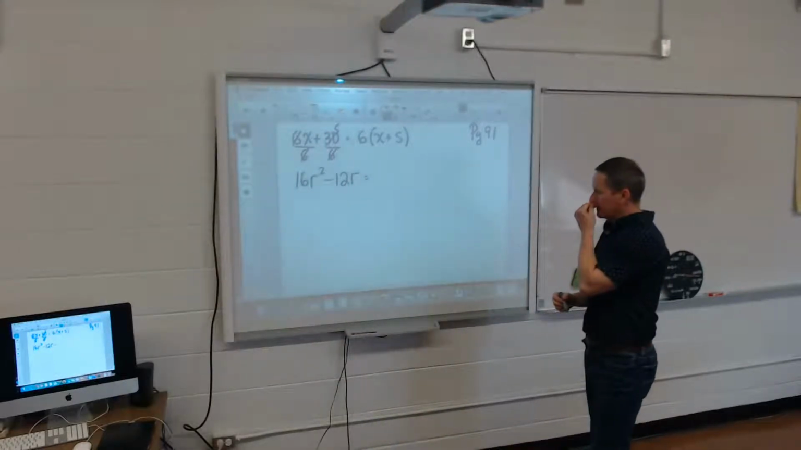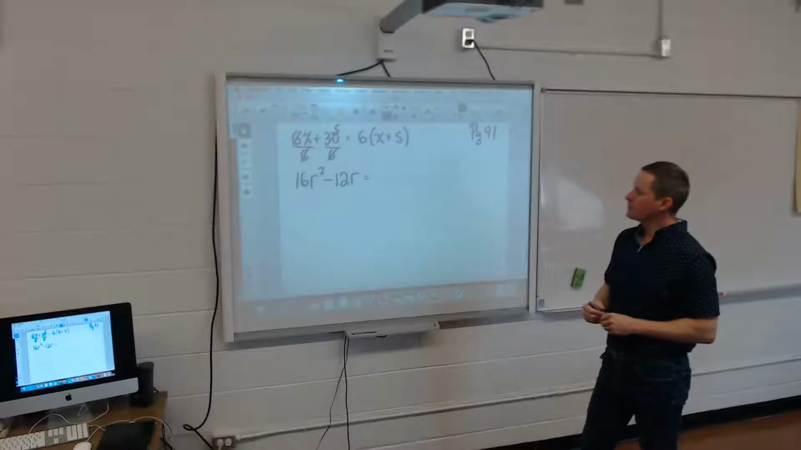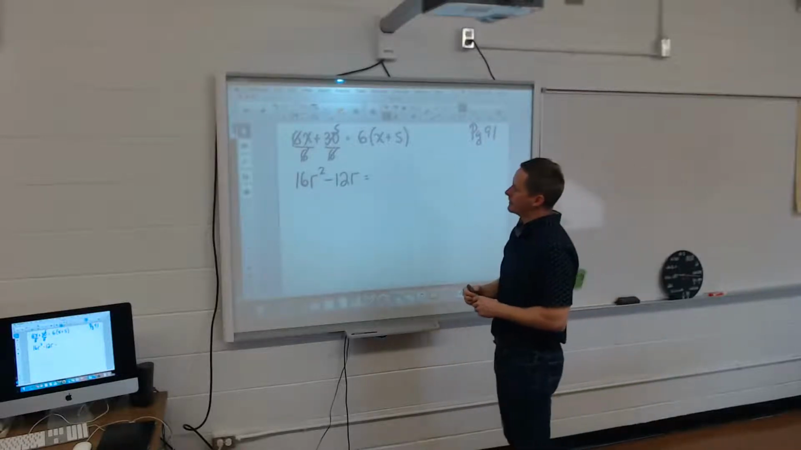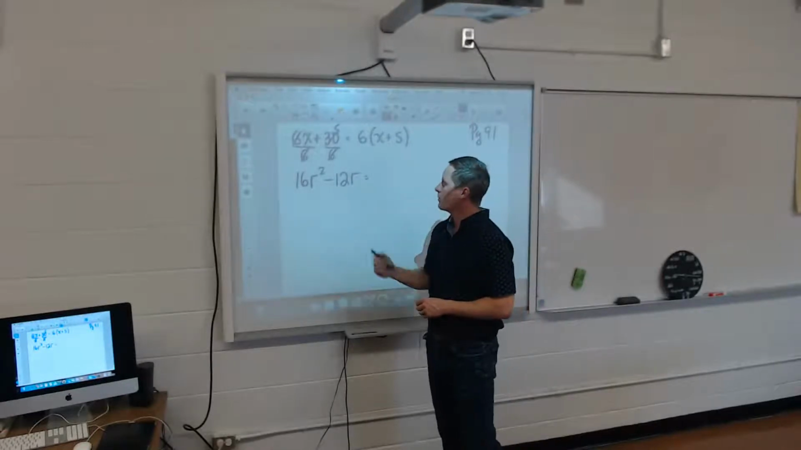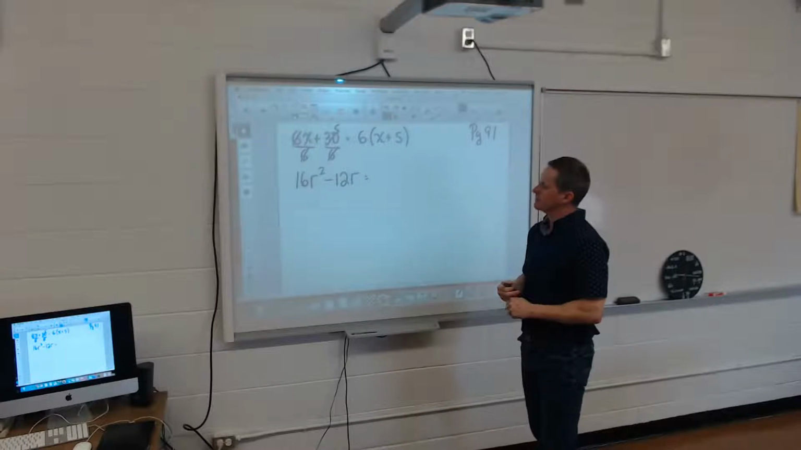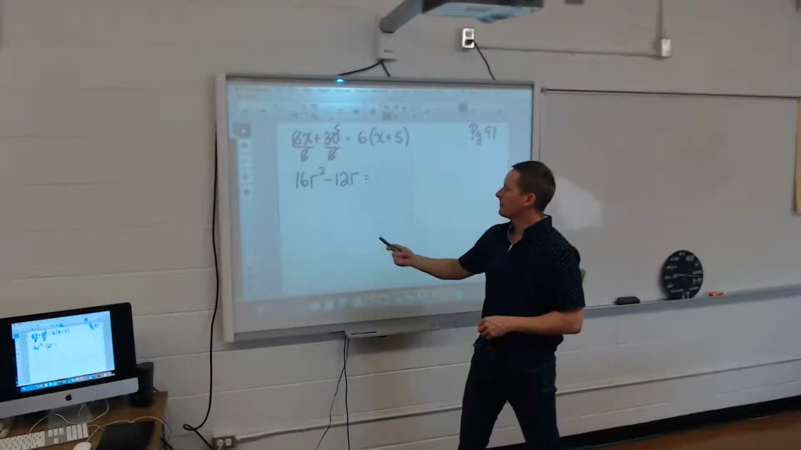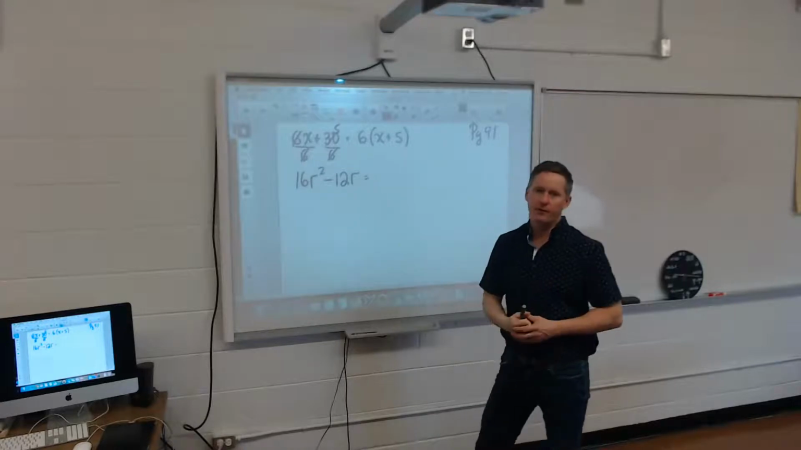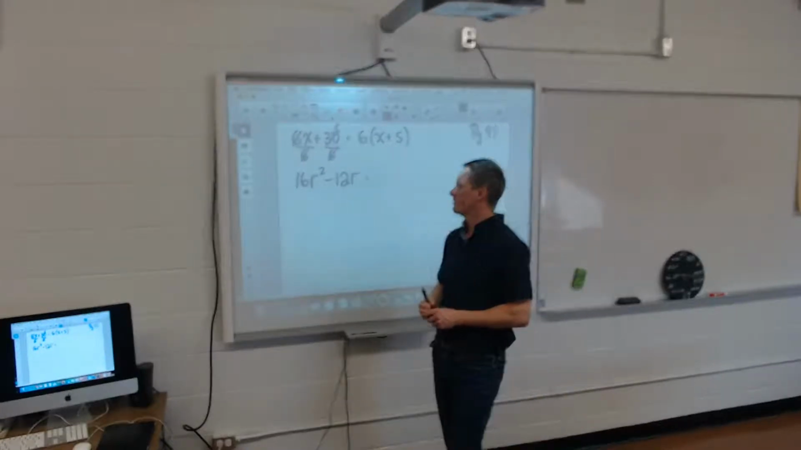(16r squared minus 12r). So working with the coefficients, that's the numbers in front of the variables. We call them coefficients. So 16 and 12, what's the largest number that goes into 16 and 12? Well, I know that 16 can't go into 12 and 12 can't go into 16. So that eliminates those two values.